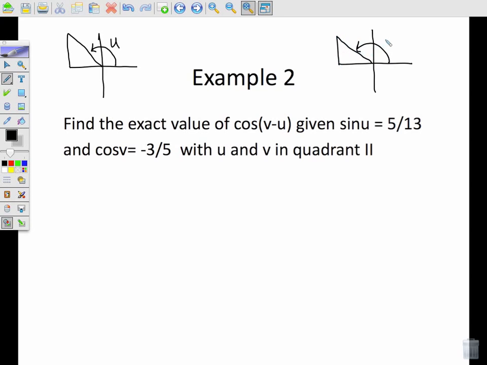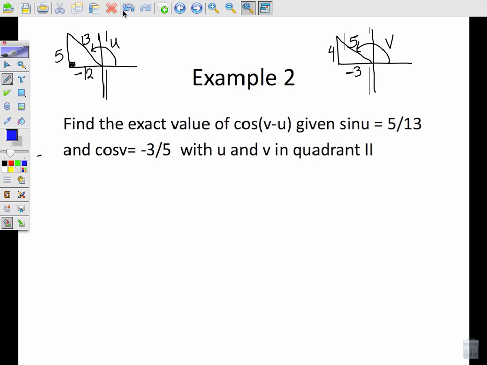I basically make the triangle here, and we'll label the sides. So for u, the sine is 5/13, so that's 5 to 13, which makes my x a negative 12 using the Pythagorean theorem or your Pythagorean triples. There's a right triangle there. And for v, the cosine is negative 3 to 5. There's negative 3, 5. That makes the y value 4.